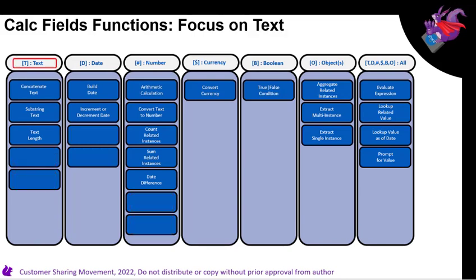Let's now take a look at an example of a text function. The example we'll look at is creating initials for somebody. We take the first initial of their first name, we take the first initial of their last name, and then we combine them. Combining them is called concatenation. Taking the first initial is called substringing.